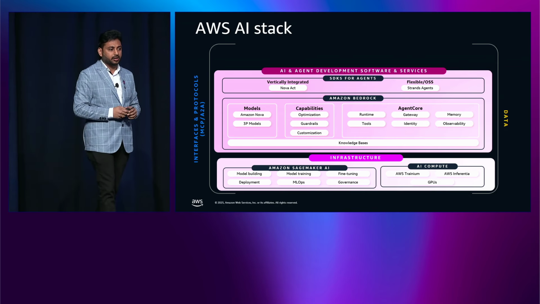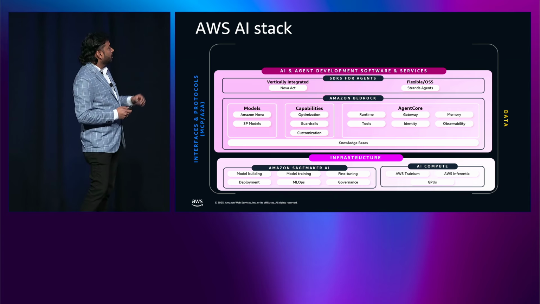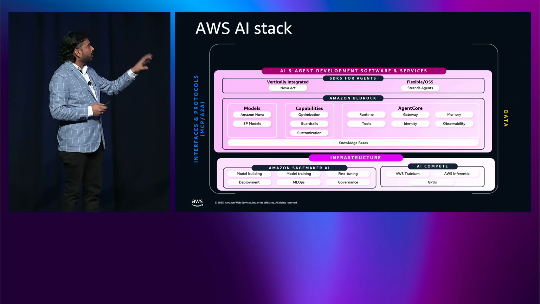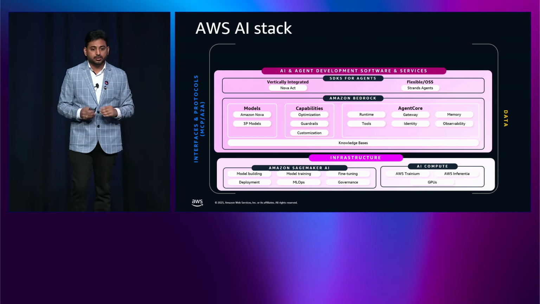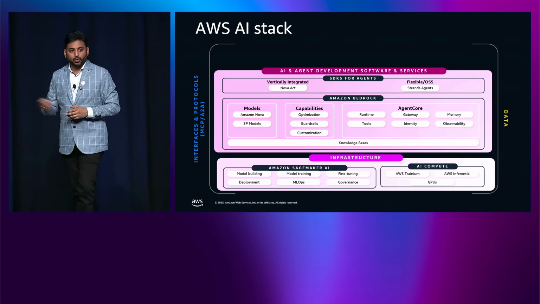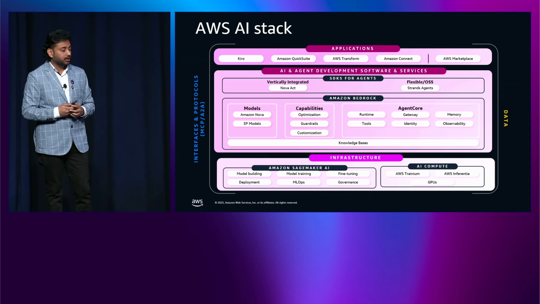I'll not go more into it, but we also have the Amazon Nova models, which don't need a great introduction. They are the foundation models. And Bedrock AgentCore also supports open source SDKs like LangChain, CrewAI, and Strands as well.